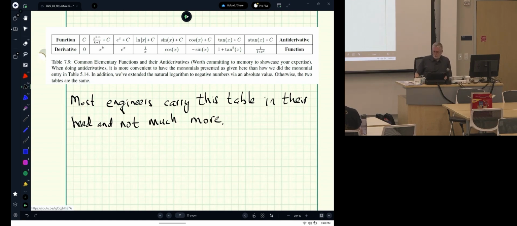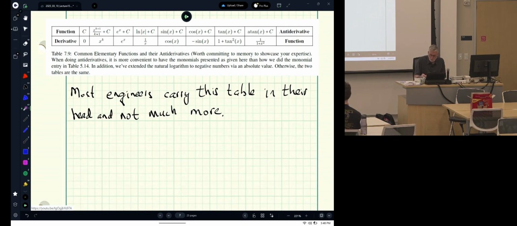Okay, so let's take a quick look at these. I'll give you a hint of how to handle the absolute value of x here. This allows the natural log to be defined for negative values of x, because we take the absolute value of x and make it positive. And there's no absolute value here. I'll give you a hint on that. Tangent to 1 plus tangent squared, that's just, once again, the quotient rule. Where does this one come from?